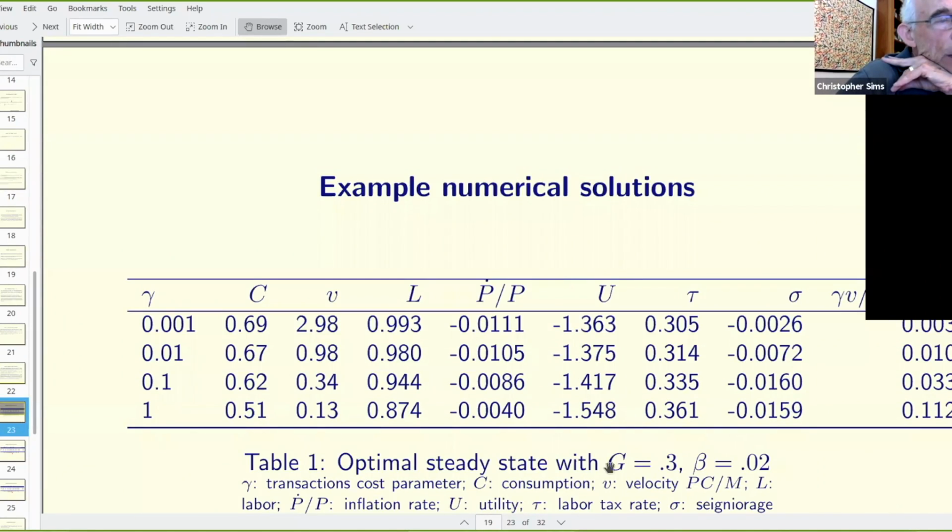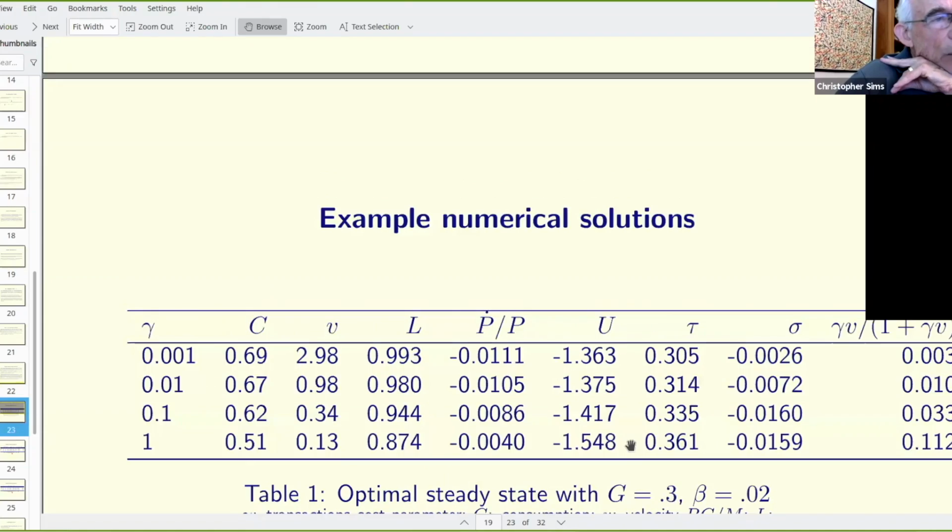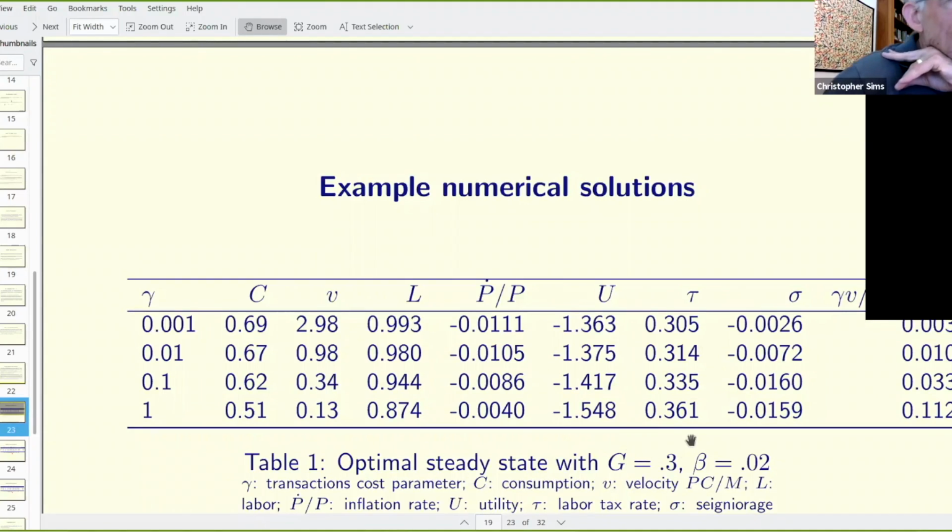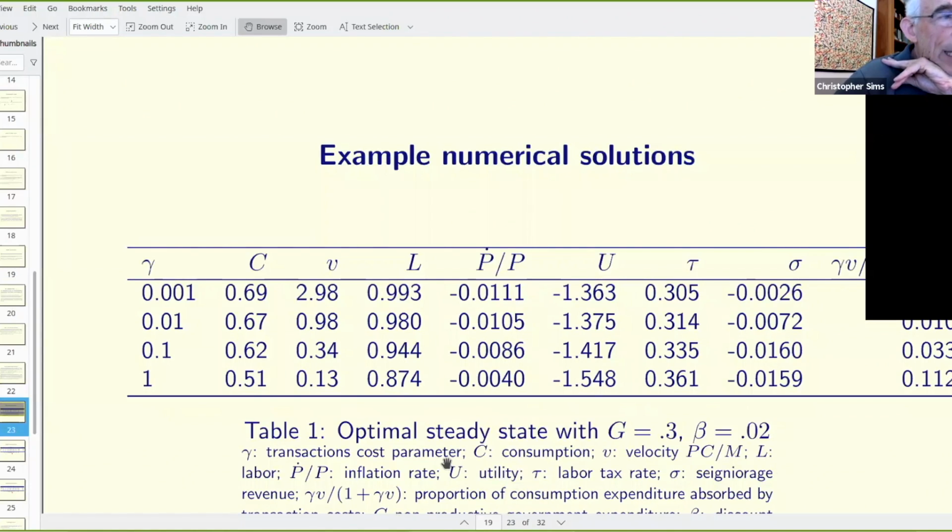This first one is set, labor turns out to tend to be about 1. Without taxation, it would be exactly 1. So with G equals 0.3, we're looking at equilibria where about 30% of output is taxed away by the government, which is order of magnitude reasonable for the US and other advanced economies. Beta, the private discount rate, is 0.02. Gamma is the transactions cost parameter.